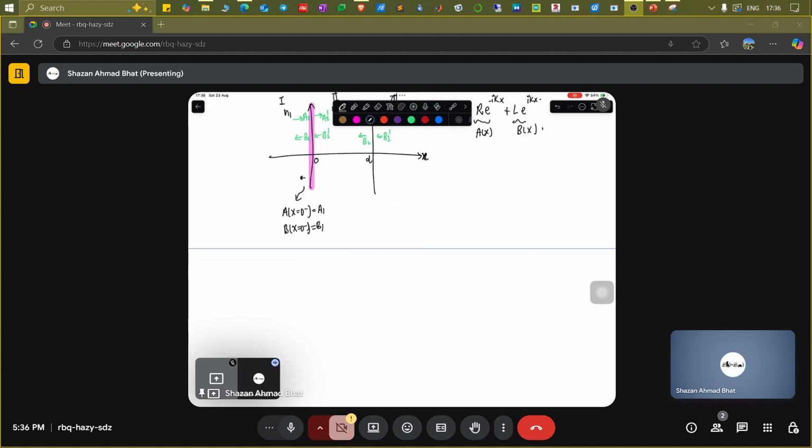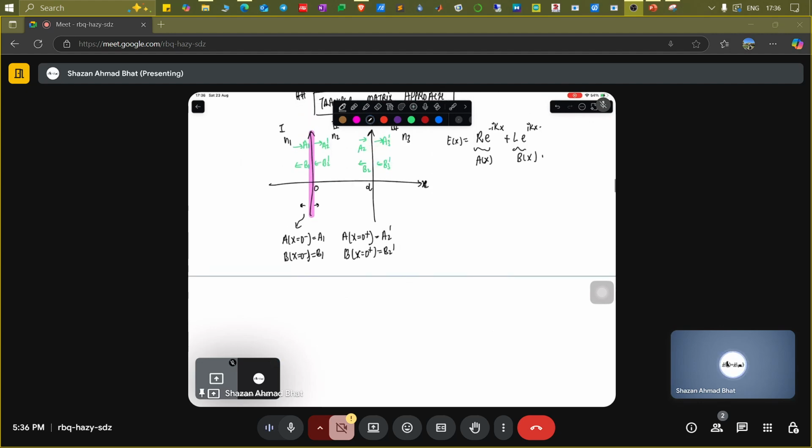On the right hand side, we can write a at x equals 0 plus, just to the right of this pink interface, as amplitude A2 dash. Similarly, b at x equals 0 plus is B2 dash. Similarly, at this particular interface, a at d minus is equivalent to A2, b at d minus equals B2, a at d plus is equivalent to A3 dash, and b at d plus is equivalent to B3 dash.